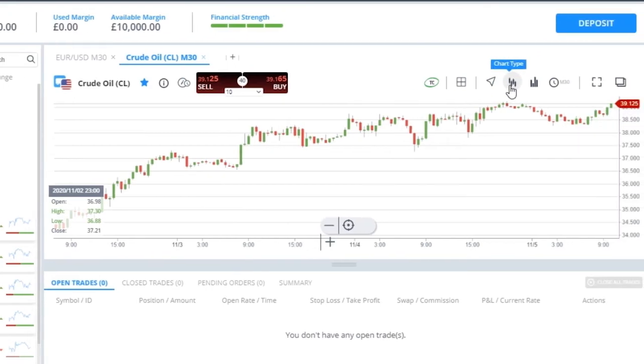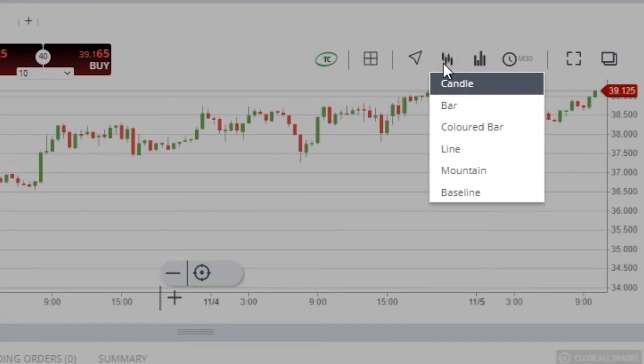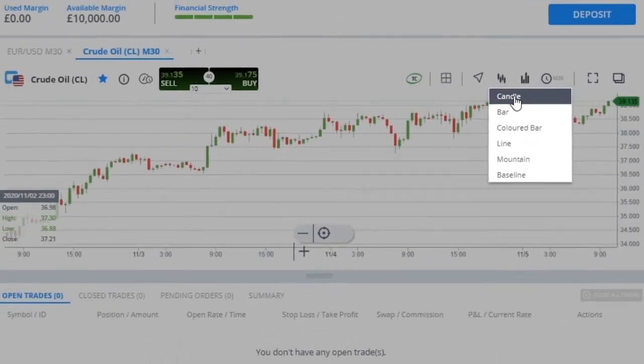By clicking on Chart Type, you can change the look of your chart too. Japanese Candlesticks chart, bar chart, line chart, and mountain chart, among others. The Japanese Candlesticks chart is more detailed and gives us more information, so we are going to stick to it.